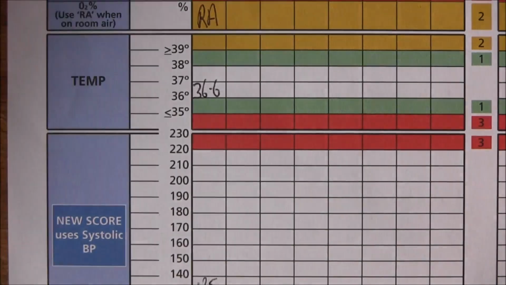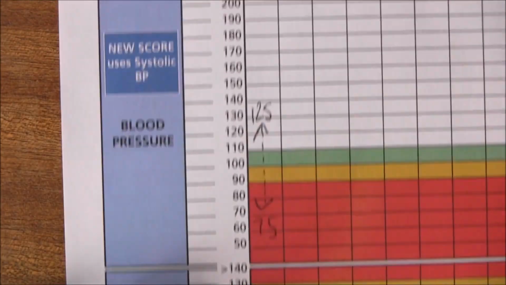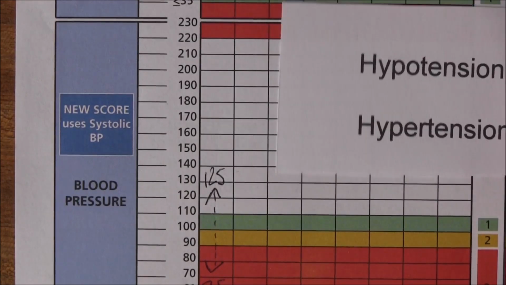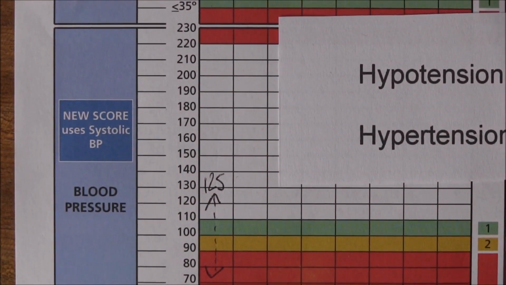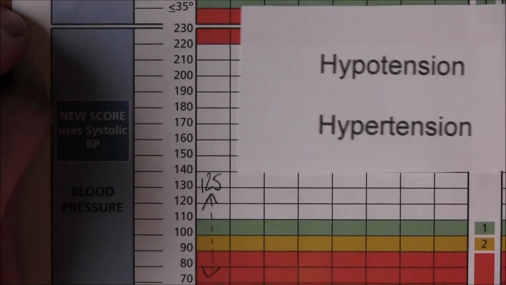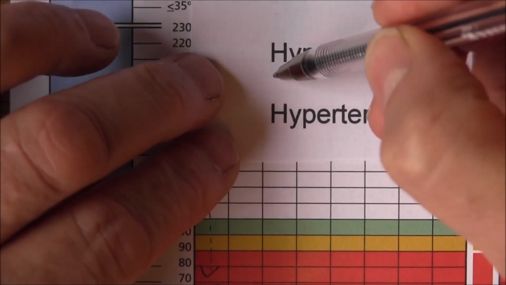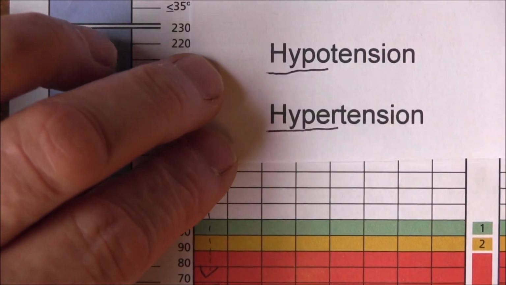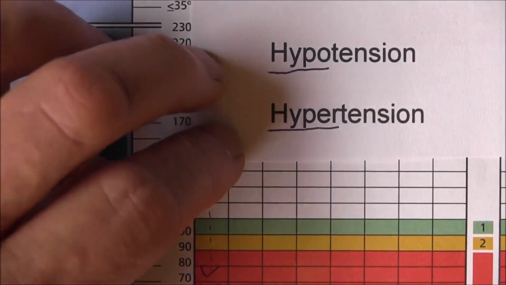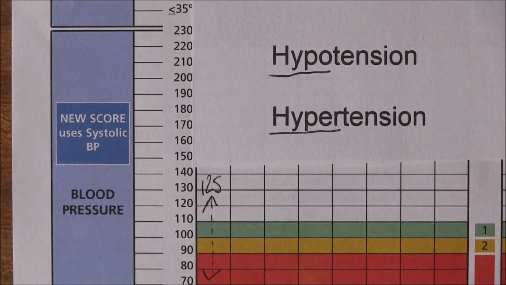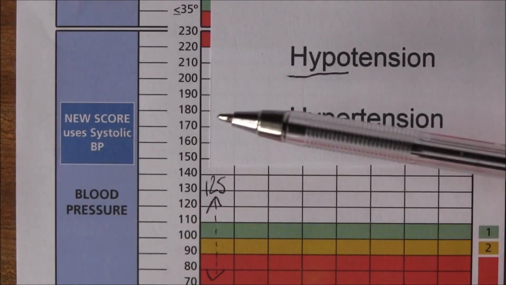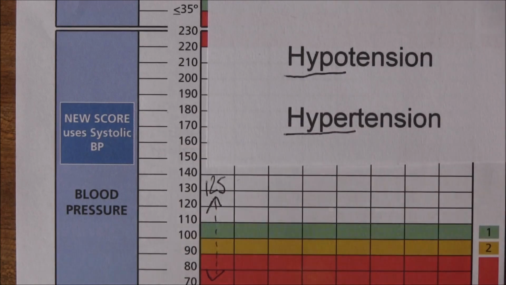Moving on to the next criteria is blood pressure. Now, a low blood pressure would be hypotension and a high blood pressure would be hypertension. So again, hypo low, hyper high. Hypo rhymes with low. Tension, the pressure. And when we're talking about hypo and hypertension, in this context, we're always talking about the blood pressure within the systemic arterial system.